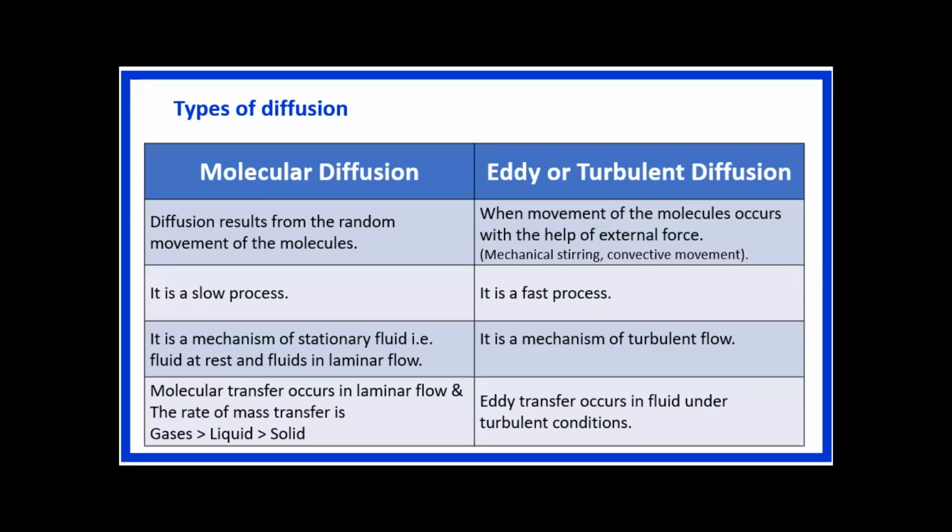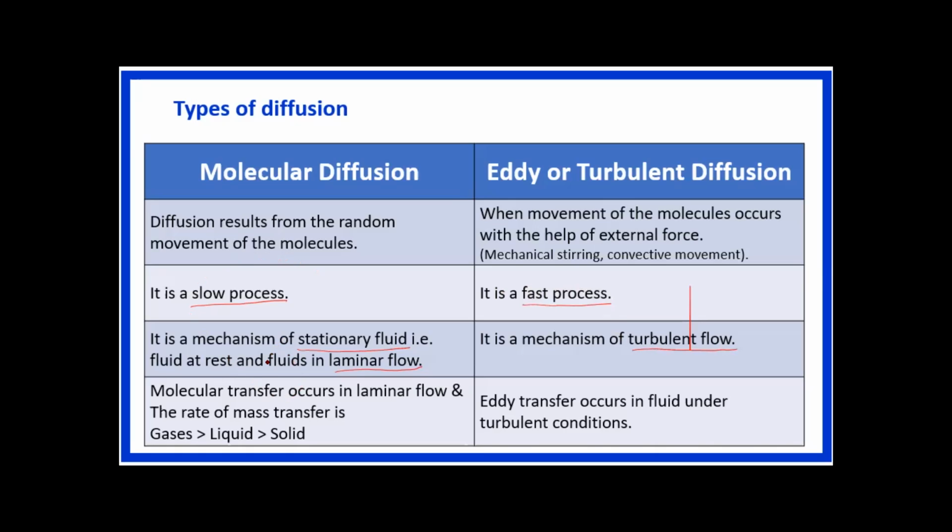Now there are two types. If the diffusion occurs with the help of molecular movement, then it is called molecular diffusion, and if it occurs with the help of an external force, then it is called eddy or turbulent diffusion. Molecular diffusion is a slow process, and normally it happens in a stationary fluid and in laminar flow conditions. And turbulent diffusion is a fast process, and its mechanism is based on turbulent flow conditions.